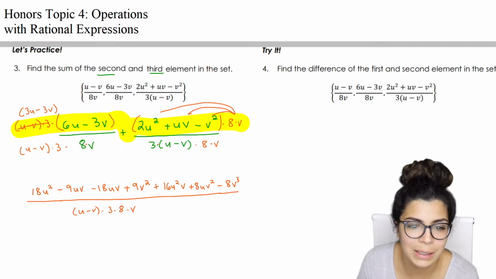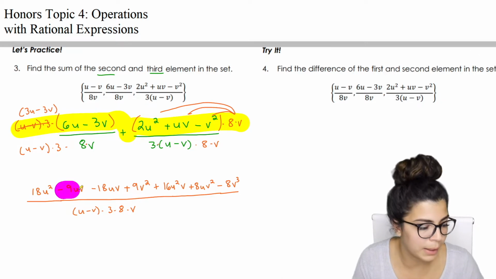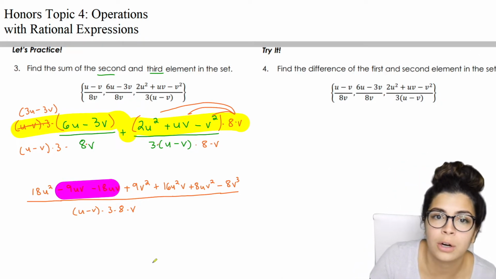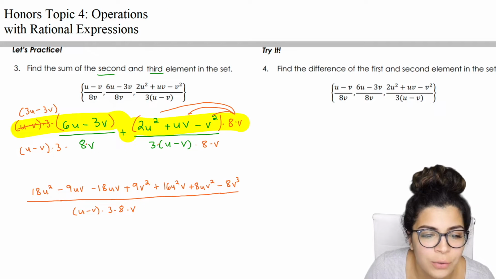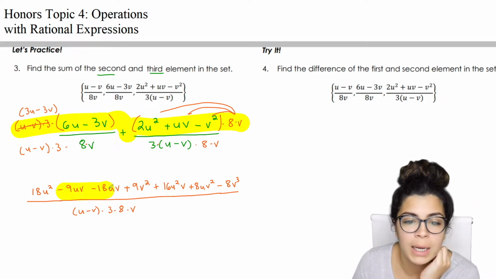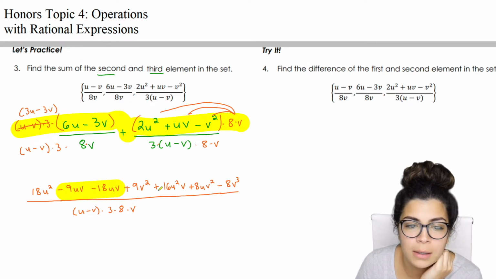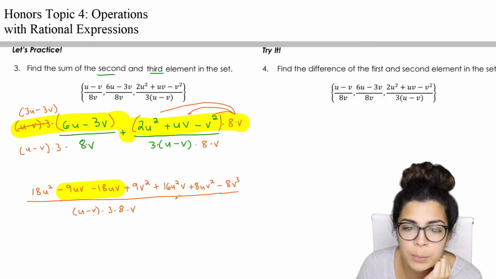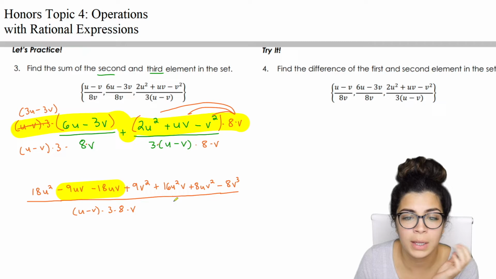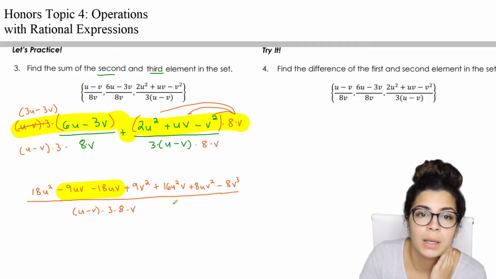So I see uv and uv that I could combine. I see, let's see, v squared, nope. Okay, so that's the only thing I can combine.